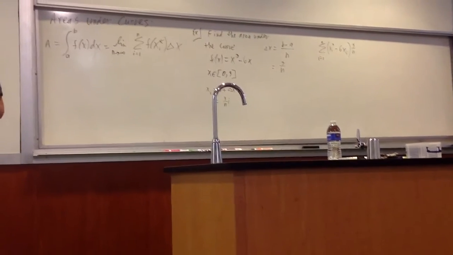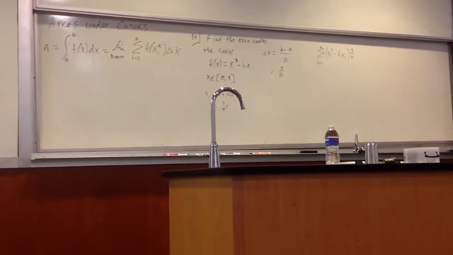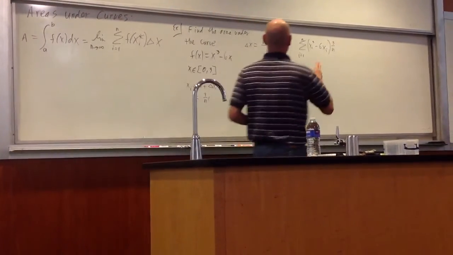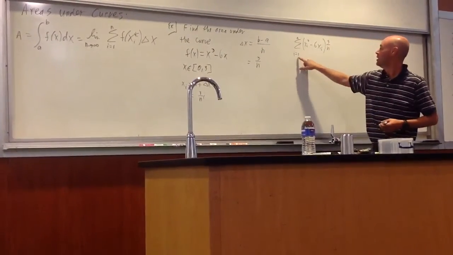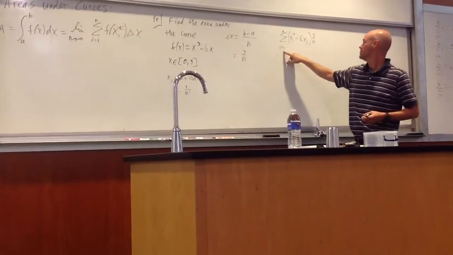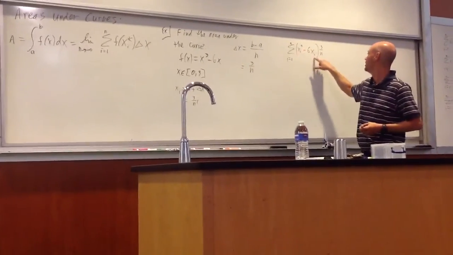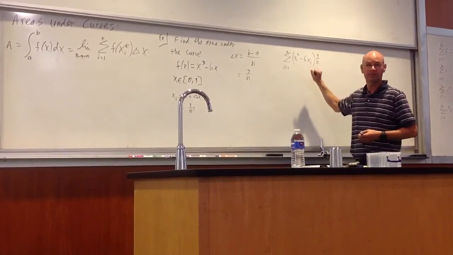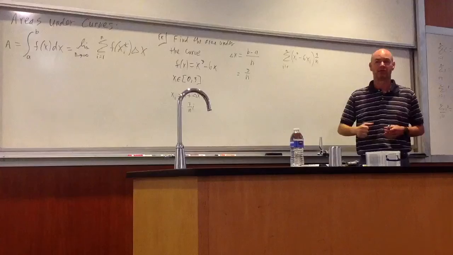Yes? Where did you get everything? Represents the distance between each point. No, it does not. 3 over n represents the distance between each point. This is just a counter. This is the first, so x of 1 is going to start plus x of 2 plus x of 3, and so on. So it's just a counter.